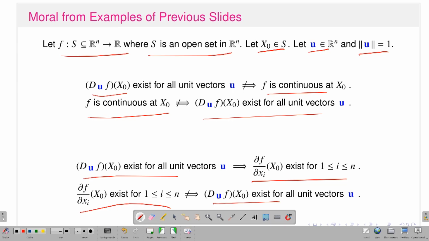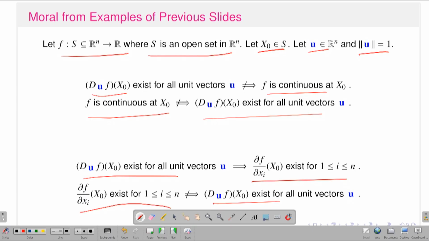So, these concepts are mutually independent. No one implies the other. That means if I want an if and only if or equivalent criterion, then I need some more extra assumptions, which maybe in later slides you will see. If I put in some extra assumptions, then some of them imply the other ones. But in general they are independent, that means the existence of a directional derivative or the existence of a partial derivative will not imply continuity and vice versa.